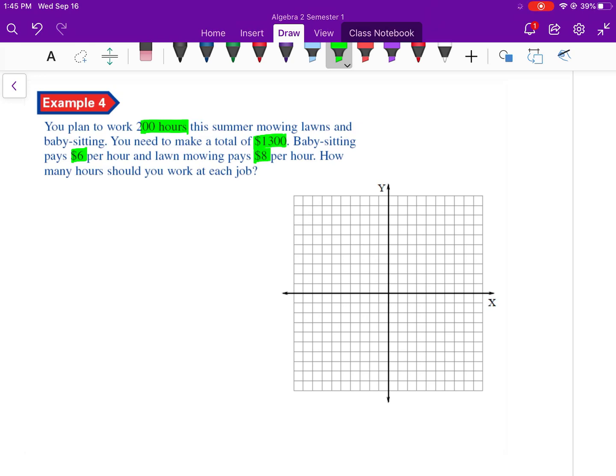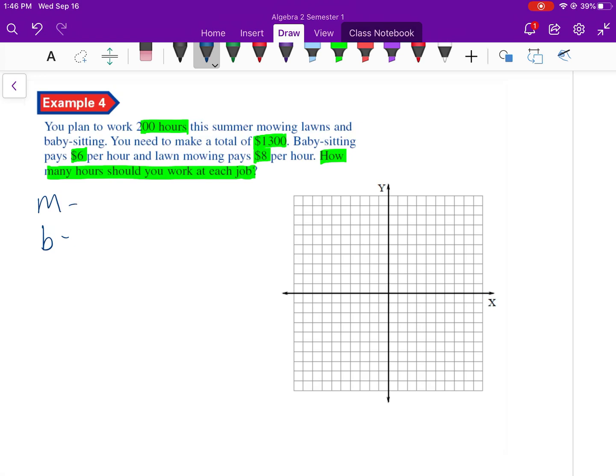Okay, so always look at what the question is. Okay, the actual question is always going to tell you what your variables should be, because that is the first thing we should really be doing, is defining the variables. Okay, so let's make things easy and label our variables so they line up with what the problem is saying. So we're talking about mowing and babysitting, so I'm going to say M and B.